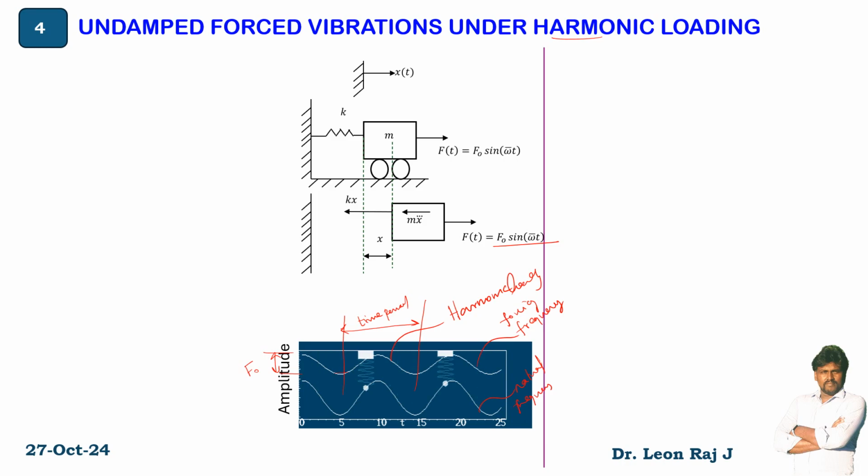In the previous lecture I explained the single degree of freedom system, and how to idealize a structure into a spring and mass system with and without dampers. So K is nothing but the stiffness, m is the mass of the system, and the forcing function is f of t equal to F0 sin omega bar t. Here omega bar is the forcing frequency.